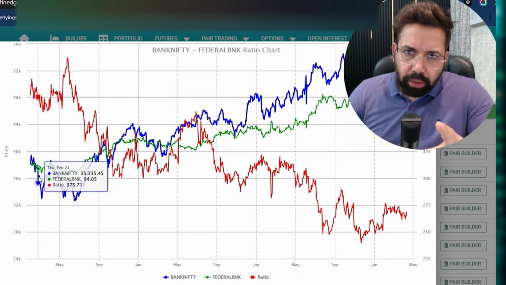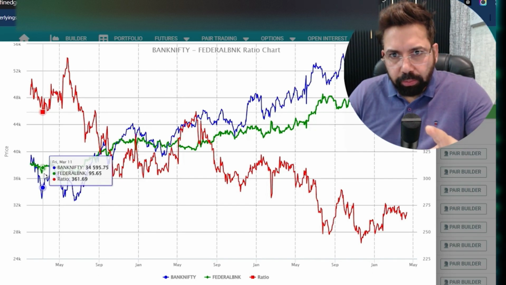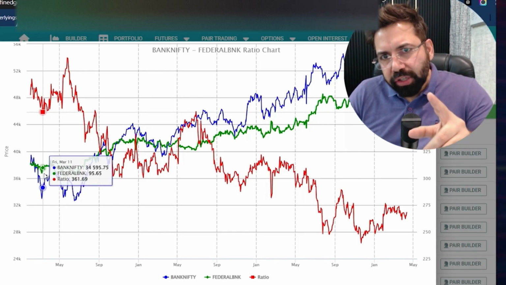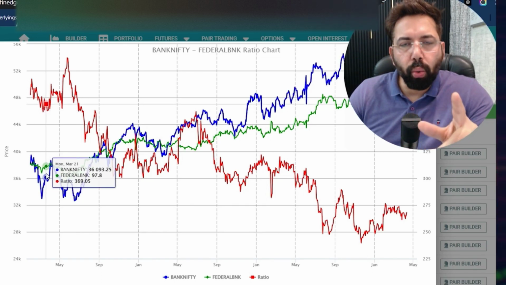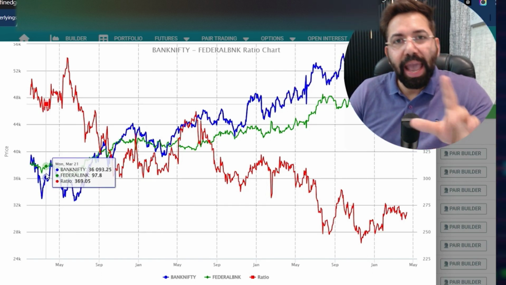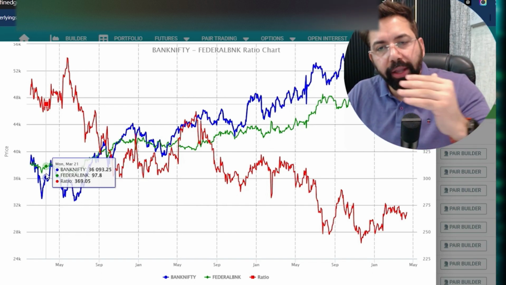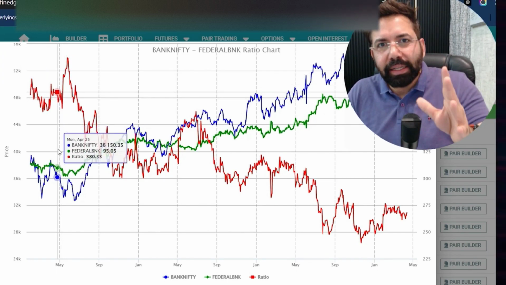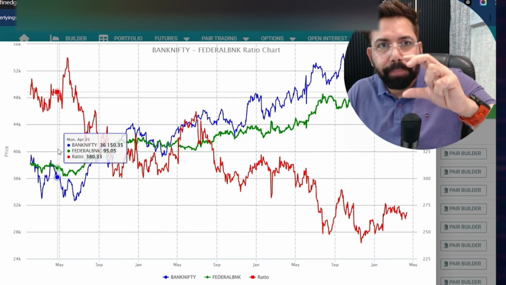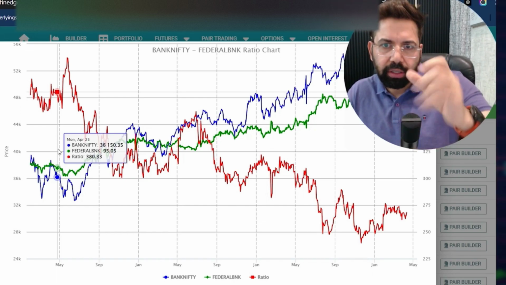Now, it tells you the movement of Bank Nifty as well as Federal Bank, the bottom two lines which you see. On the upside, what you see is the red line. The red line tells you the ratio between Bank Nifty and Federal Bank. Are they going opposite or are they going together? If the red line suddenly shoots up, it tells you that now there is a big divergence between both, or in this situation, the index and the stock.